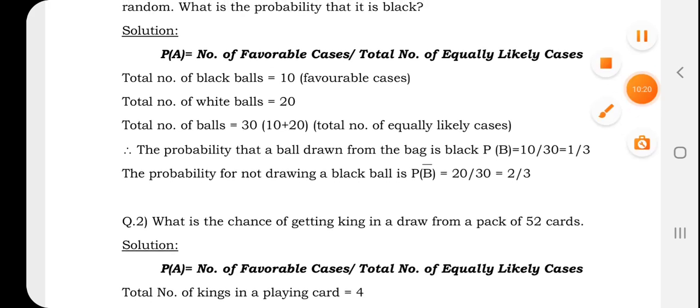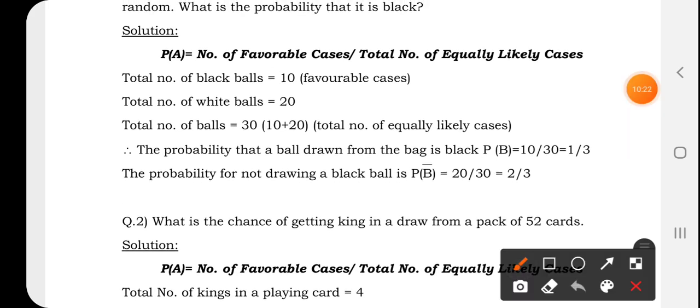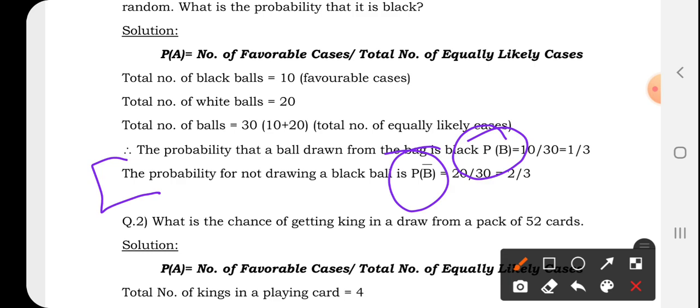This I have just done for the namesake. That is probability of getting black. I have written like this: probability of not getting black. This is not asked in the question, even though I have tried to show it. Probability of not getting black ball or probability of getting white ball, you can write. There may be multiple colors: black, white, yellow. Likewise, it may be there. So in that case, you can use it. It is 20/30.